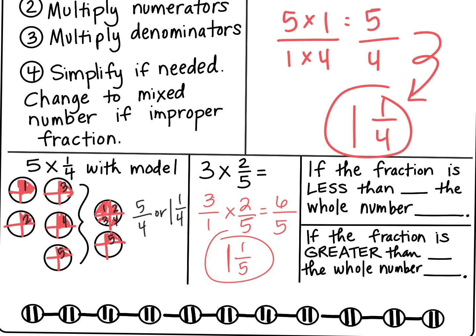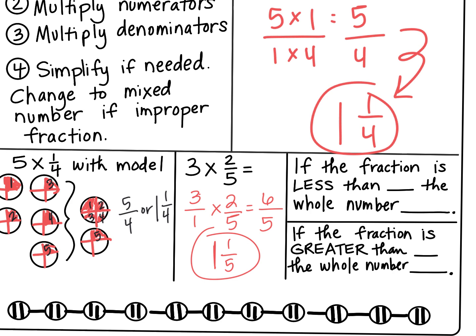All right, last part. If the fraction is less than 1, then the whole number is going to decrease. It decreases. If the fraction is greater than 1, the whole number increases. So what does that mean? If I'm looking at this problem right here, 3 times 2/5, the fraction is less than 1. So this number is actually going to go down.